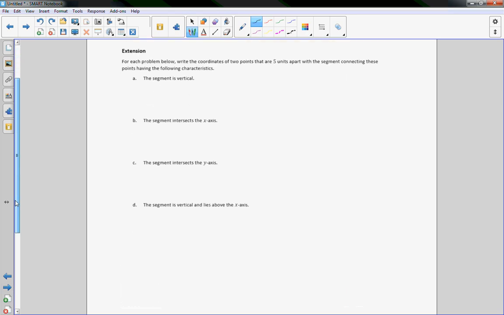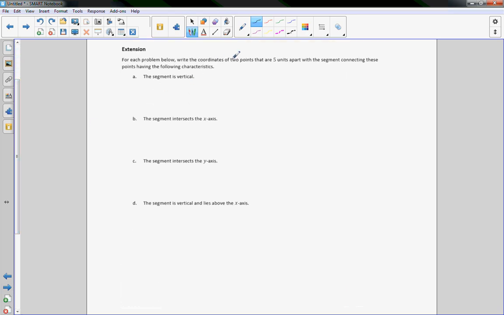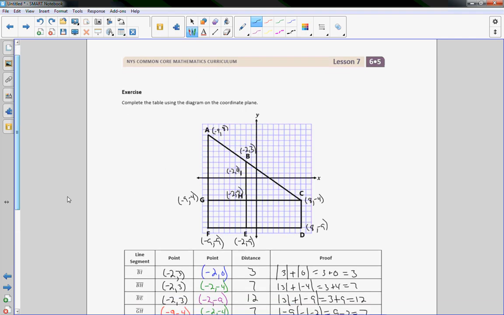Here's an extension exercise. For each problem below, write the coordinates of 2 points that are 5 units apart, with the segment connecting these points having the following characteristics. These segments are vertical. Now, if you go back and look at this, vertical means straight up and down. So this segment here, AG, is vertical. So what do we know about the x values of A and G? The x values are the same. The y values have to have the difference in the distance.